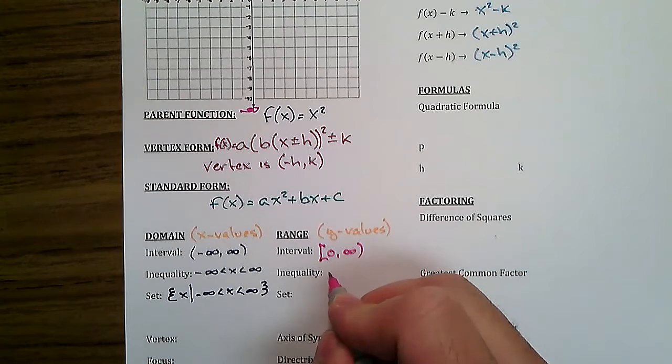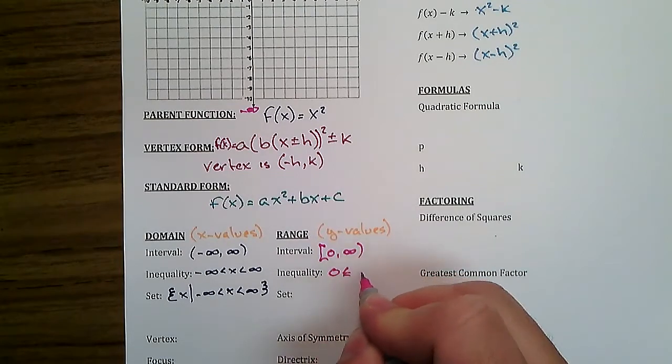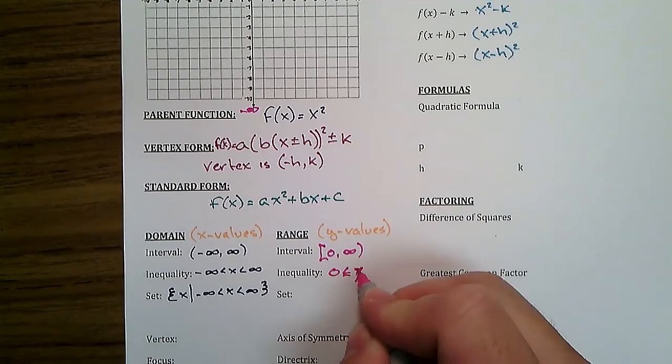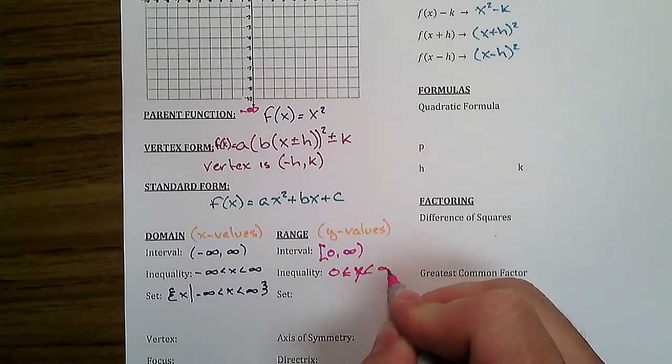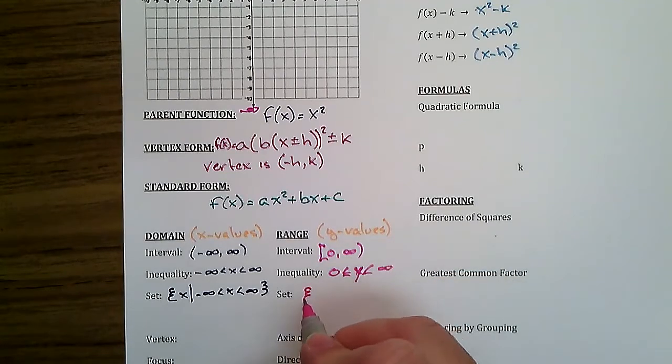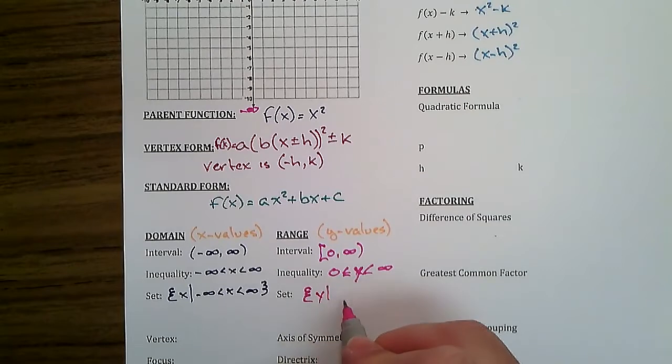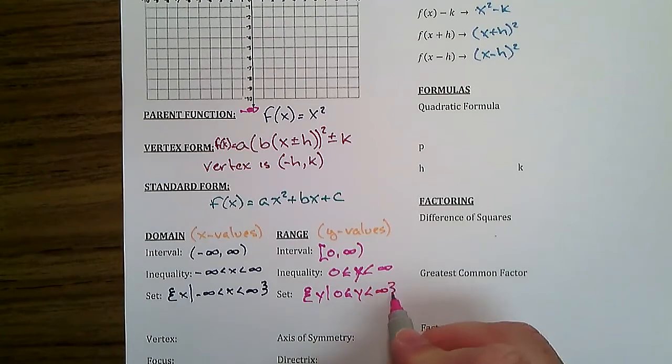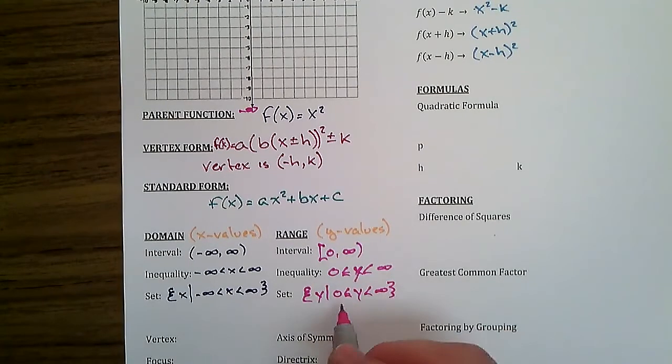So our inequality is simply 0 less than or equal to y less than infinity. And our set notation, likewise, is simply y bar 0 less than or equal to y less than infinity brace. And you could also write your inequality here as y is greater than or equal to 0. Either way works for writing your range since we have a value in there.